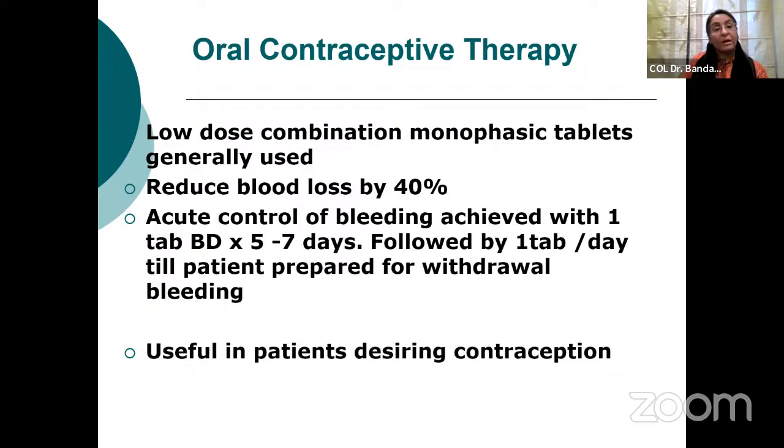It is useful in patients who are also desiring additional contraception. Supposing a patient wants contraception also, then when we give a combined contraceptive pill, it serves a dual purpose for the patient.